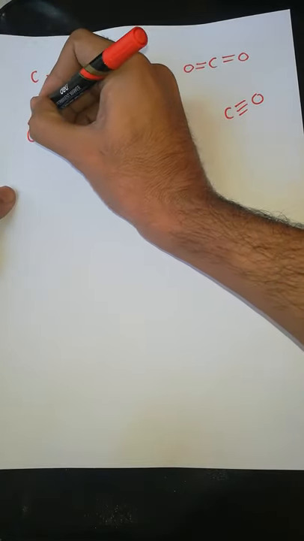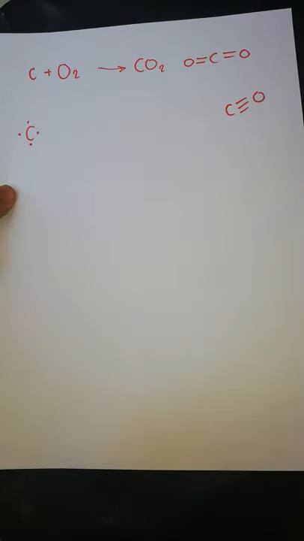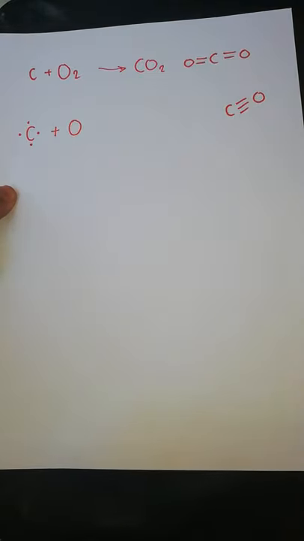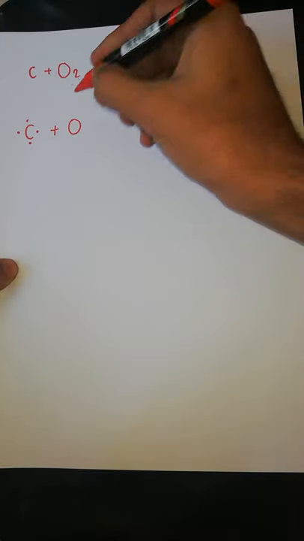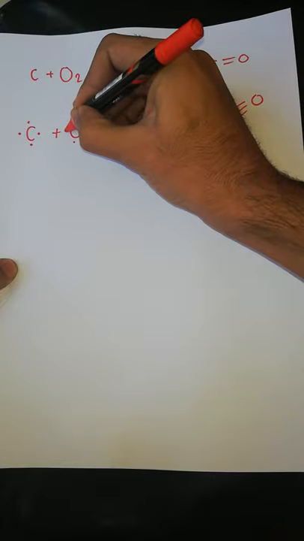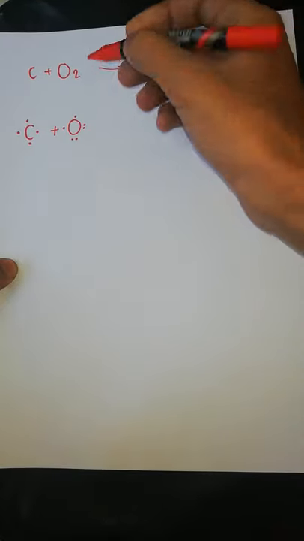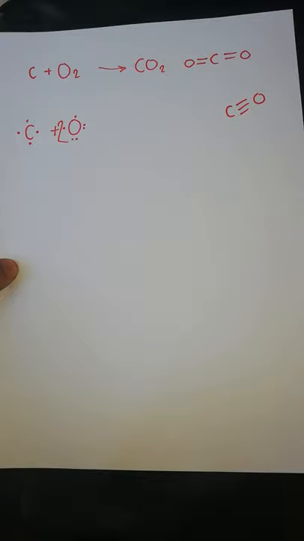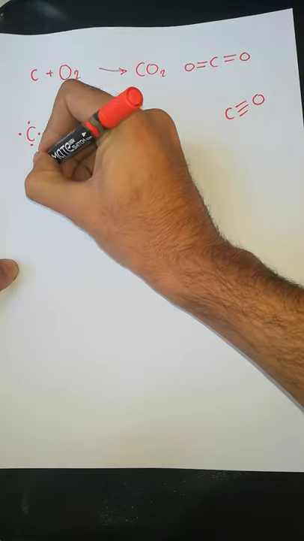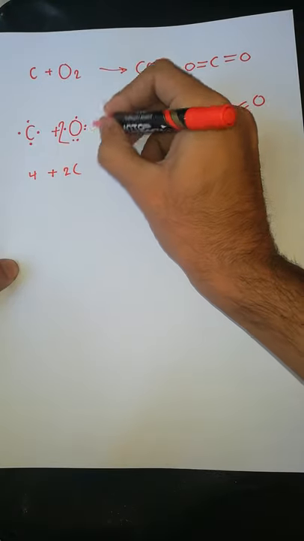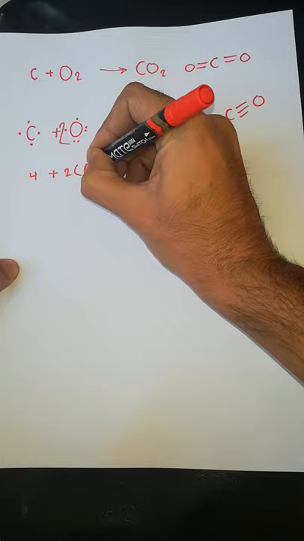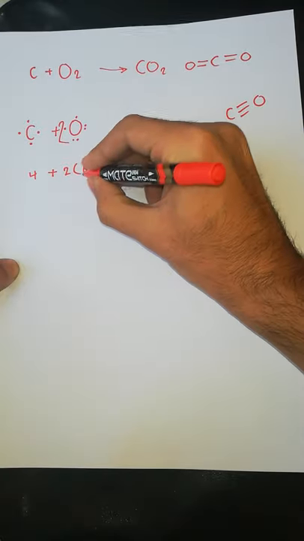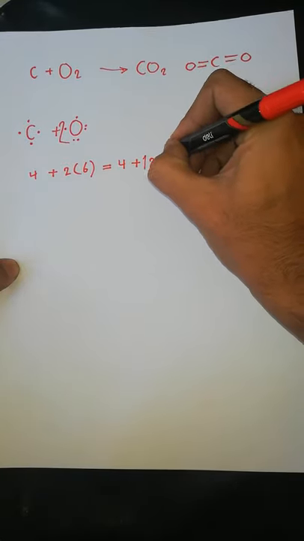Carbon has 1, 2, 3 and 4 valence electrons, plus the number of oxygen electrons: 1, 2, 3, 4, 5, and 6. But how many oxygen are there in this compound? Two. So I will multiply this by 2. 4 plus 2 multiplied by 6 electrons equals 4 plus 12, equals 16.